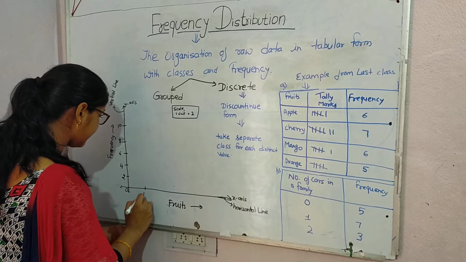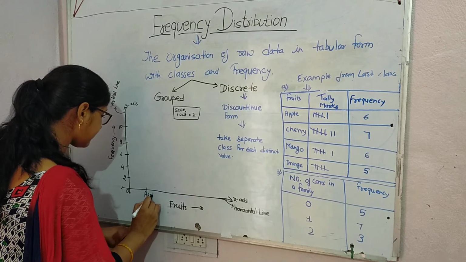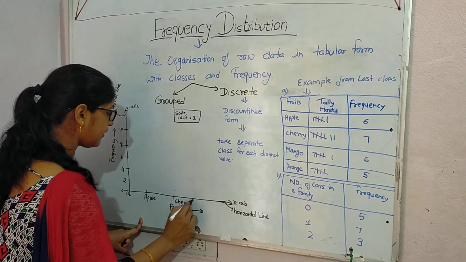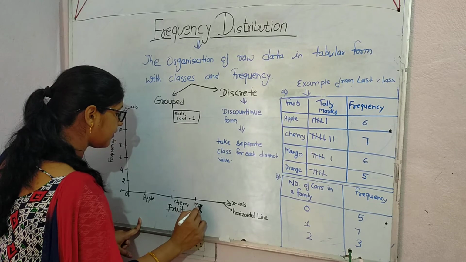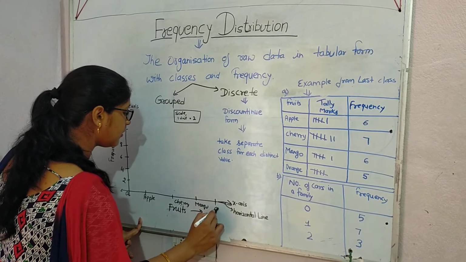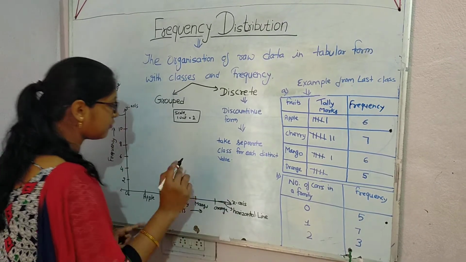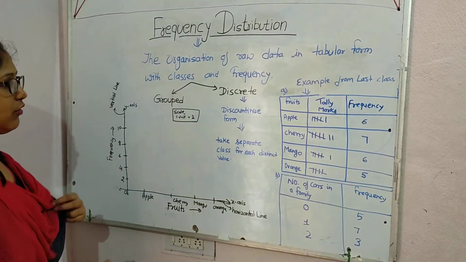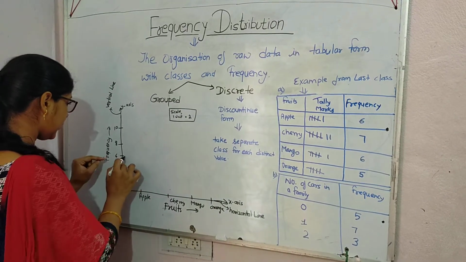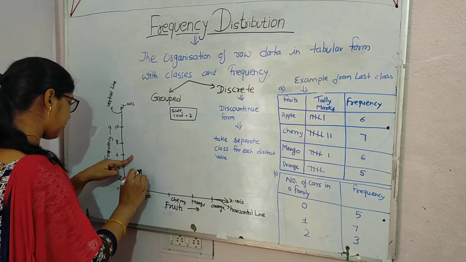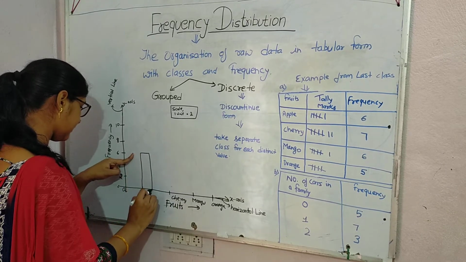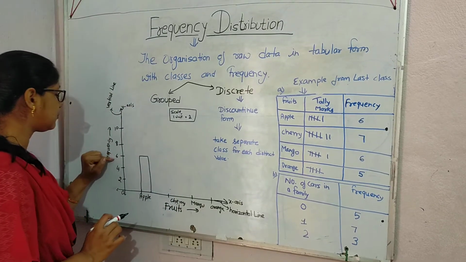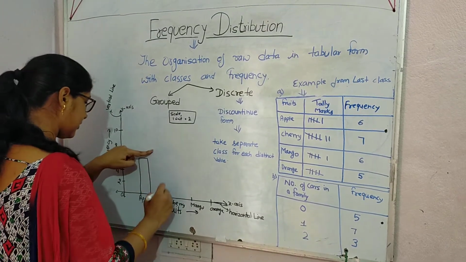Suppose I will consider here apple, next here cherry, next mango, and this is for orange. Now for apple the frequency is 6. Then we have to make a bar of height 6. So here is the 6, so we make a bar from here like that. For cherry the height is 7, so it is between 6 and 7. It is somewhere right here.